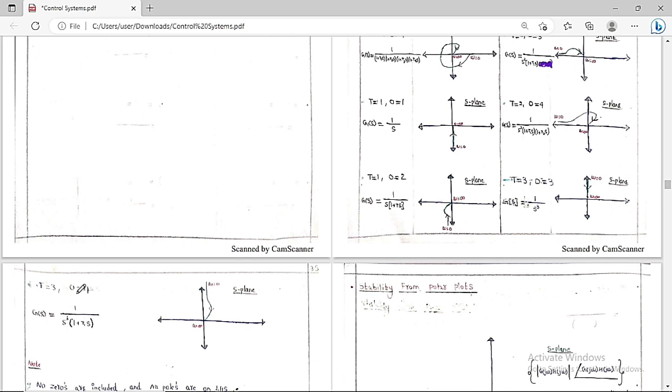And what is the order? The highest power of the characteristic equation is called the order of the system. The characteristic equation is 1 plus G(s)H(s) equal to 0. Therefore the highest power is nothing but 4. Therefore the order of the system is equal to 4.